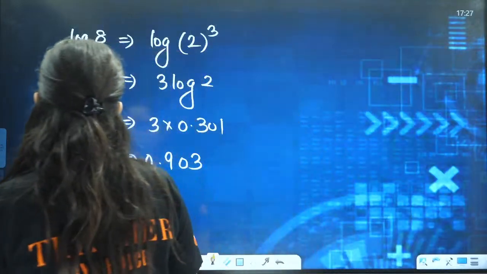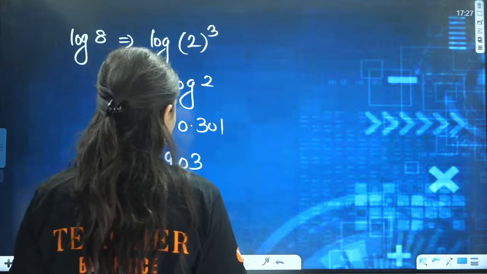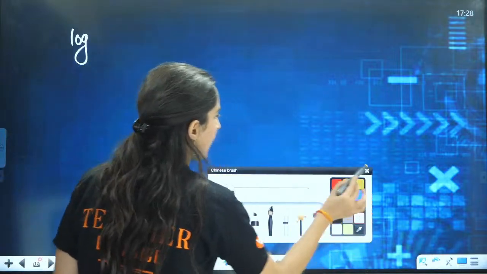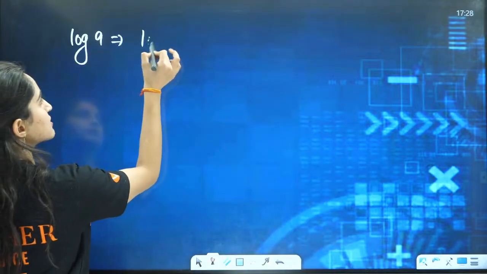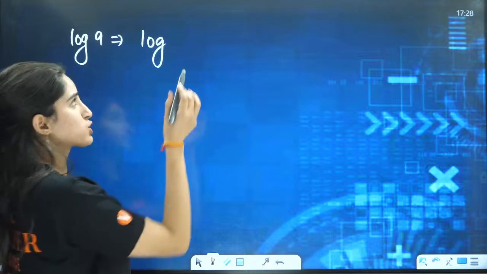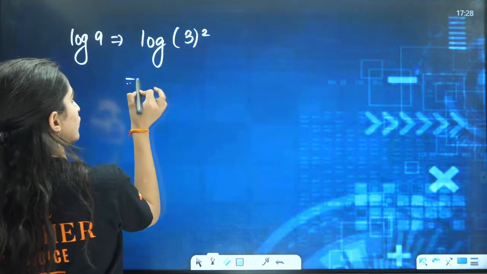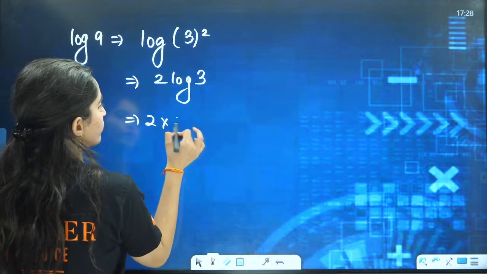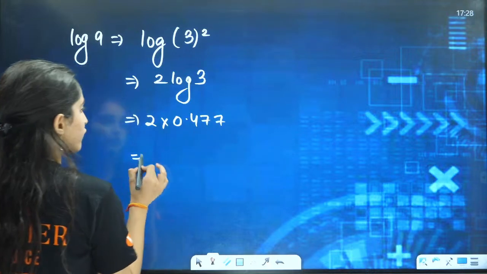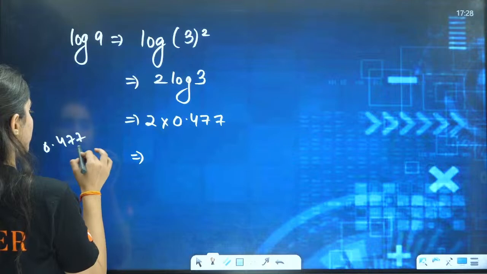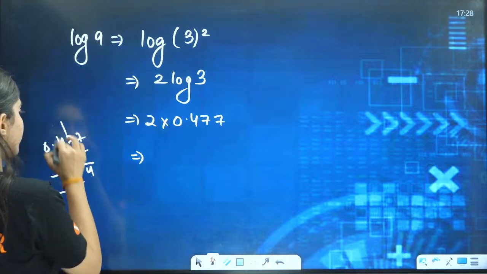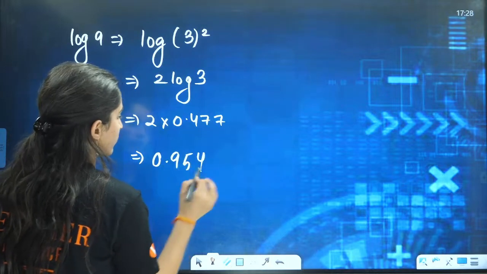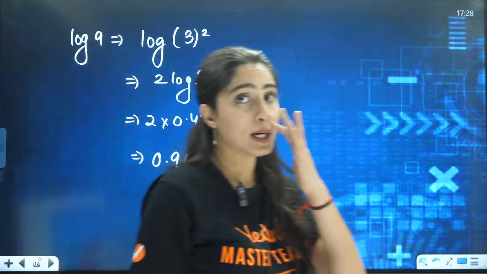Log 9 is also very simple to calculate. How to calculate the value of log 9? If they ask you about log 9, how do you calculate it? If you talk about 3 square, that is log 9. So, it will be 2 log 3 and that will become 2 into 0.477. And what is 2 into 0.477? It is 0.954. That will become the value of log 9.